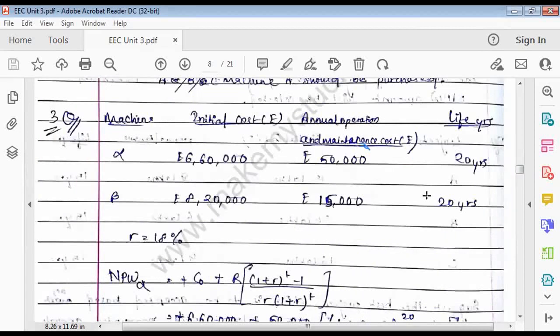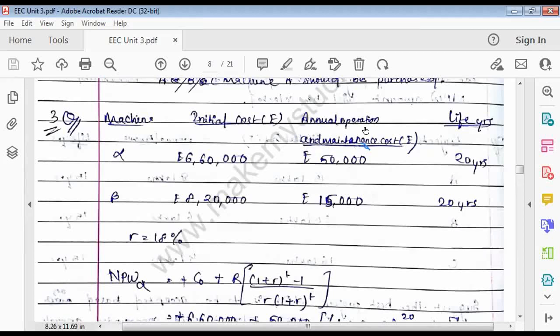This is the question, and the same question we had solved under the present worth method, and the same question can also be solved using the future worth method. Look at the question. Machines alpha and beta. Initial costs are 6,60,000 and 8,20,000 respectively.